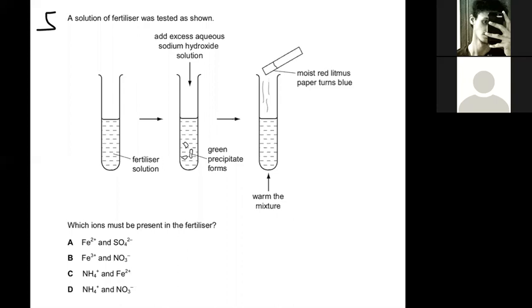Question 5. A solution of fertilizer was tested as shown. In the fertilizer, aqueous sodium hydroxide is being added and a green precipitate is formed. And when the mixture is warmed, a gas is produced that turns red litmus paper blue. There is only one gas which would turn red litmus paper blue, that is ammonia, because that is the only alkaline gas. So ammonia has to be produced, and green precipitates are of chromium(II) ion and Fe2+ ion.